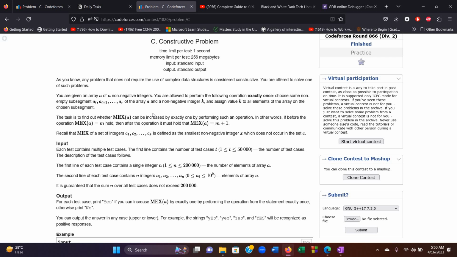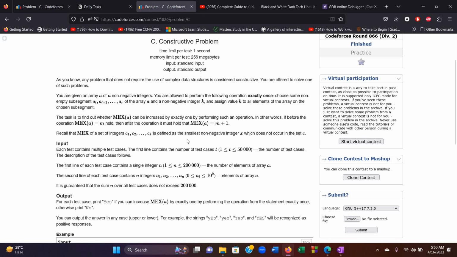But what am I going to have to do? What sort of output am I going to have to generate? Well, I'm going to have to generate whether the answer is yes or no, and based on what? Based on a condition, which is the MEX. Now, what is the MEX?